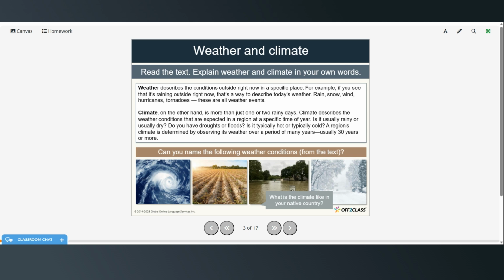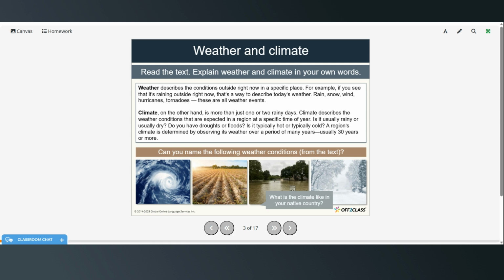Climate, on the other hand, is more than just one or two rainy days. Climate describes the weather conditions that are expected in a region at a specific time of year. It is usually rainy or usually dry. Do you have droughts or floods? Is it typically hot or typically cold? A region's climate is determined by observing its weather over a period of many years, usually 30 years or more.